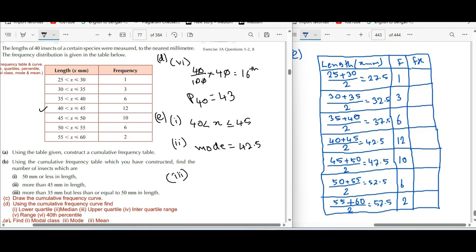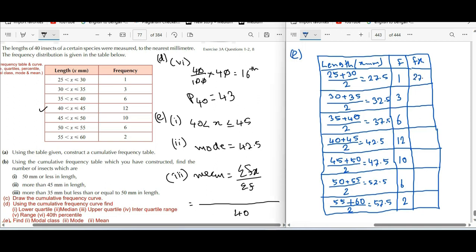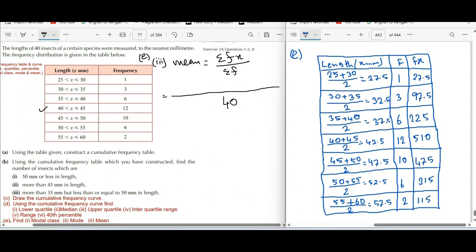And after that we need to find mean. So for finding mean, we need to use the formula sum of fx divided by sum of f. Now sum of f is the total frequency, which is 40, and fx is the multiplication of x with the frequency. So 27 times 1 will give you 27.5. So these are the value of fx that we got after multiplying x with f. Now we need to add all this value and put it in the numerator to find mean.